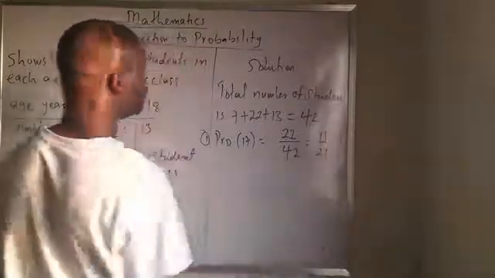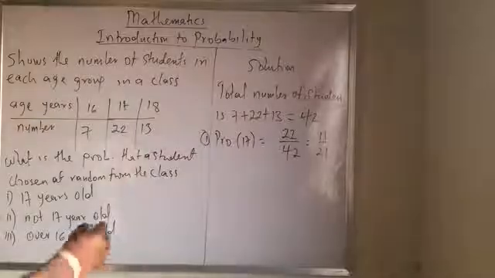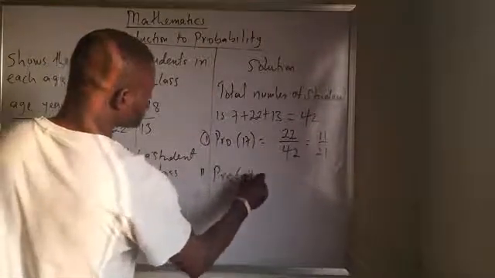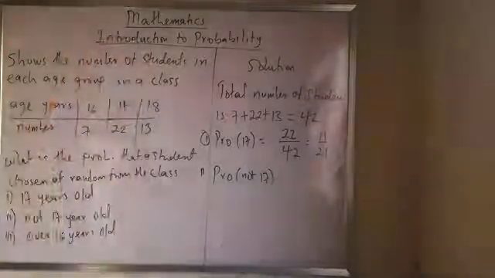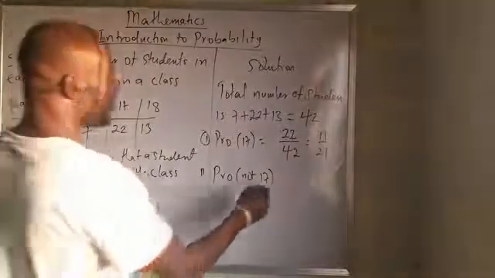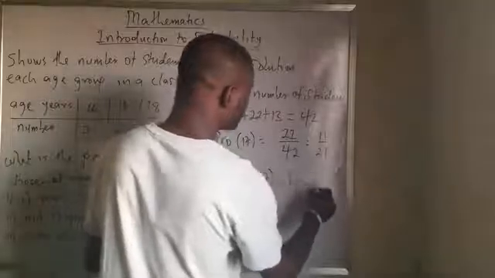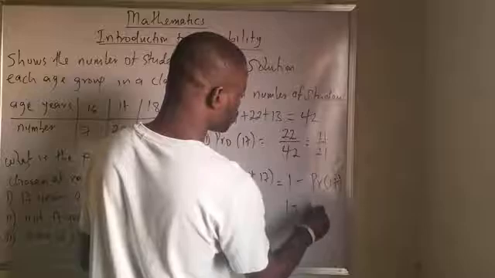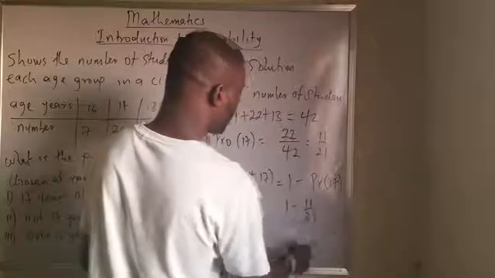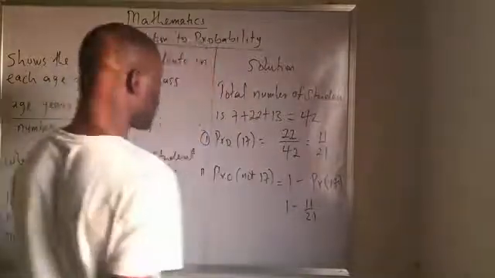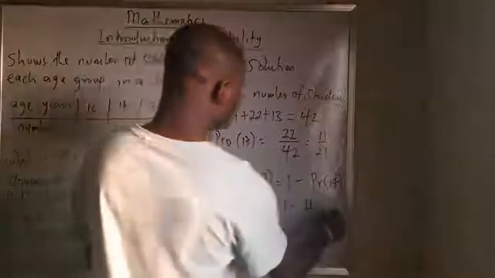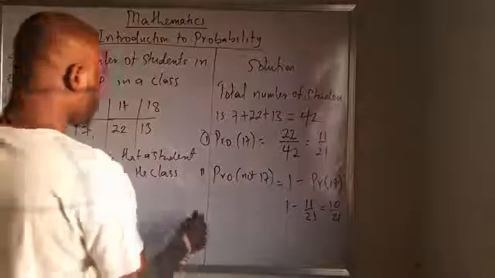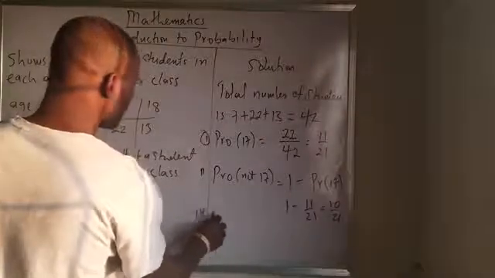11 over 21. That is the first one. The second one is probability of not 17. Probability of not 17 means I'll be talking about 1 minus probability of 17. 1 minus what? 11 all over 21, which is going to be 10 all over 21. That is the answer.